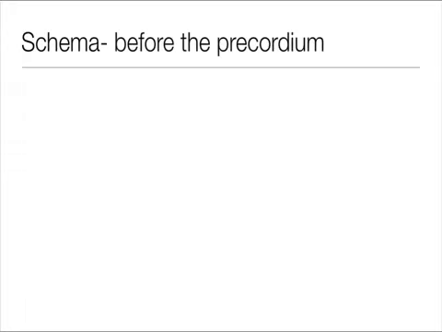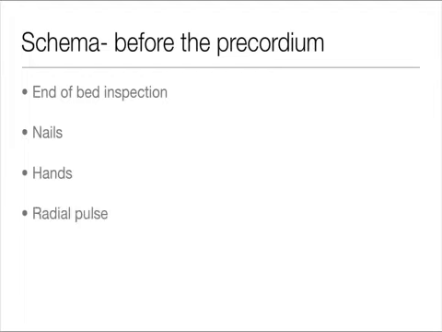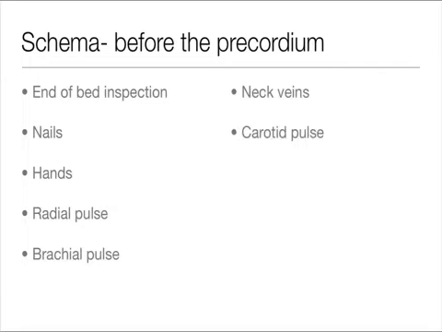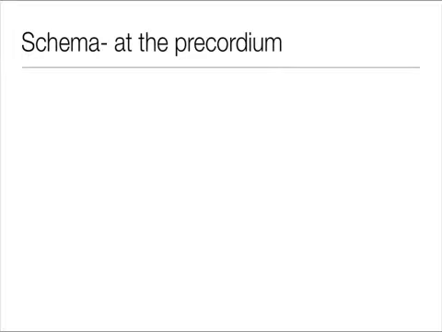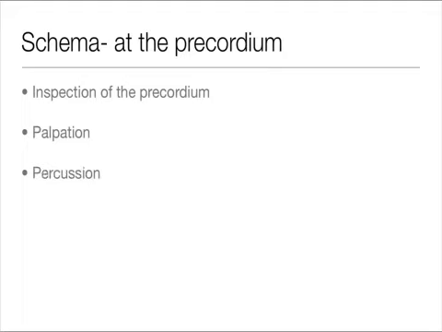Before you get to the precordium, we'll start with the end of bed inspection. We'll start with the nails and the hands, look at the nails, then the hands. We'll look at the pulses, the radial pulse, the brachial pulse. We'll look at the neck veins, go up to the carotid pulse, look at the face, the eyes, the mouth, and then we reach the precordium. So at the precordium we want to inspect the precordium, palpate, percuss, auscultate, and perform any dynamic manoeuvres.